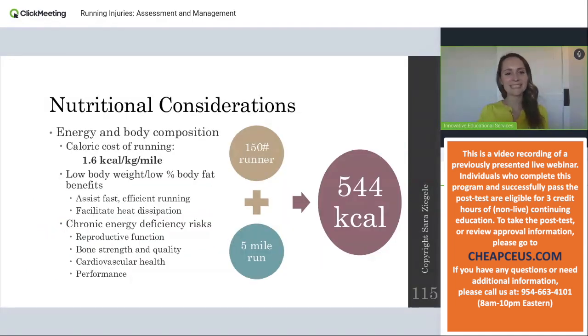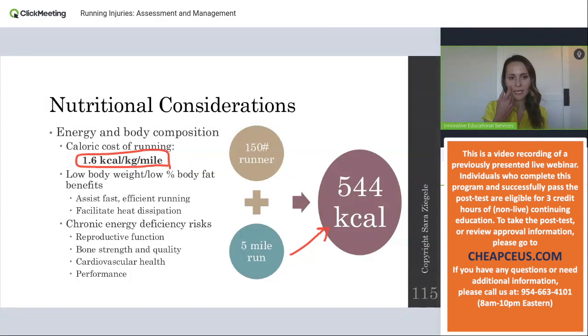How much, I think, is always a good question to try and answer. And this calculation can be really helpful for that. So the caloric cost of running has been calculated to be 1.6 kilocalories per kilogram per mile. So just transitioning that to pounds and miles, if you were a 150-pound runner running for 5 miles, that caloric cost would be 544 kilocalories. So in thinking about the overall needs and what the goals are of the program, that calculation might be beneficial.